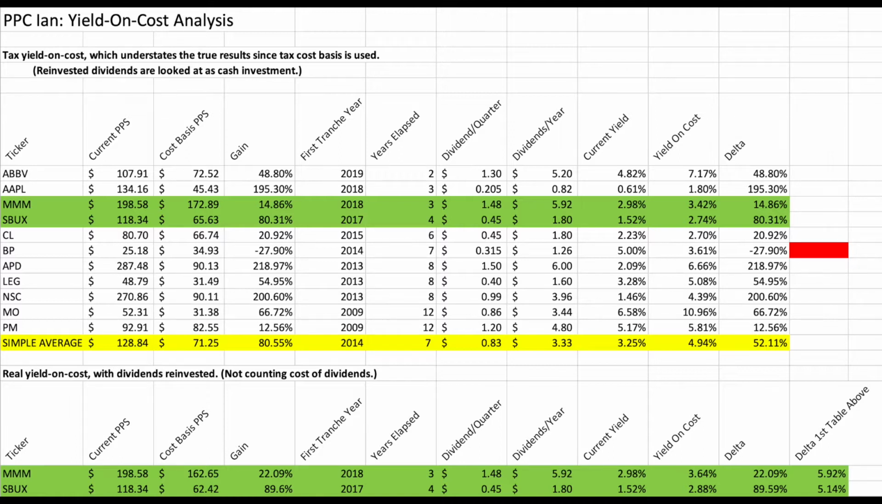which is 219% higher than the current yield, and that is actually the tax yield. And so my real yield on cost, not including the cost basis of reinvested dividends, is even better. But hey, I'll take it. And so Air Products and Chemicals, I think it's one of those stocks that's just got a lot going for it. Not necessarily right now, but when I bought it, it was undervalued.